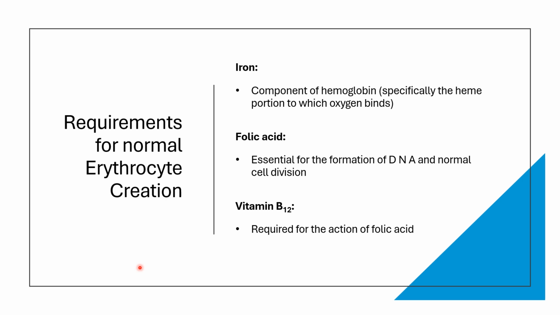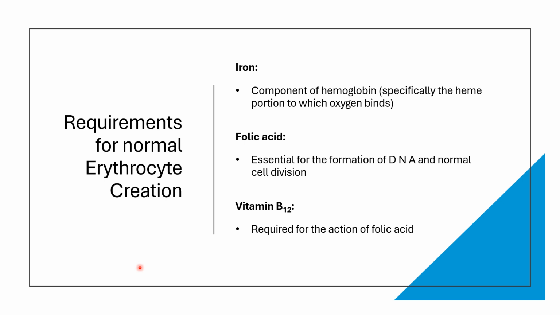So we've talked about before that processes require multiple ingredients, kind of like a recipe. And besides the hormone that's going to stimulate the red blood cells to be made from the bone marrow, those precursor cells that are in the bone marrow, we have to have iron, we have to have an excess of folic acid, we have to have vitamin B.